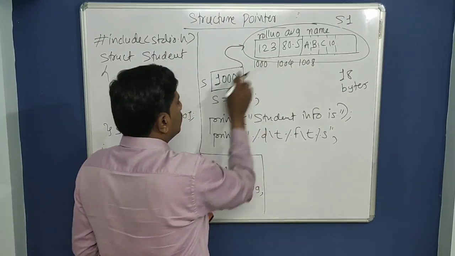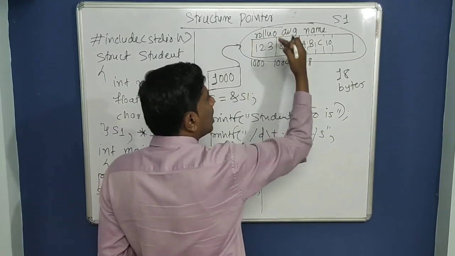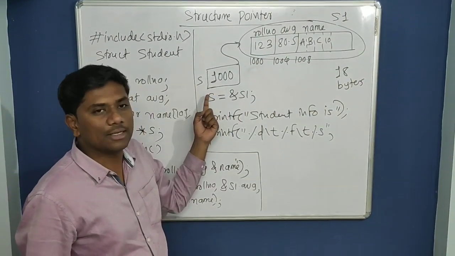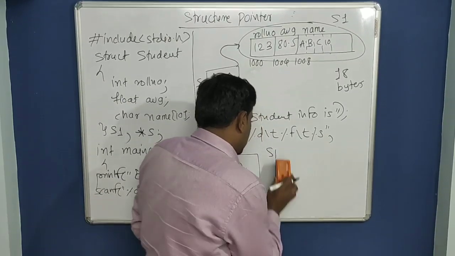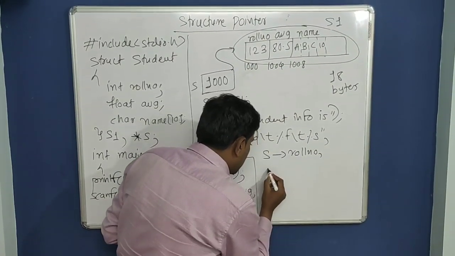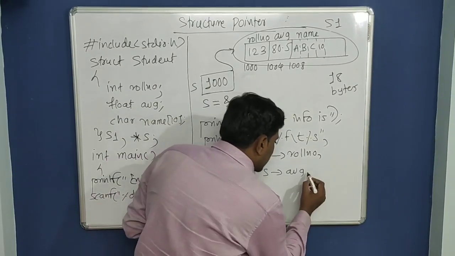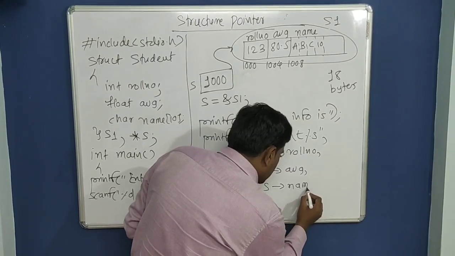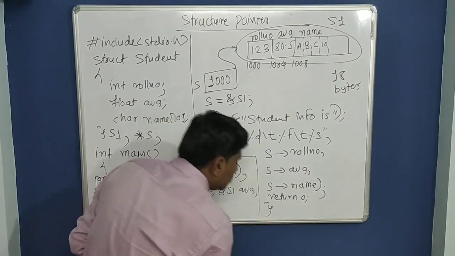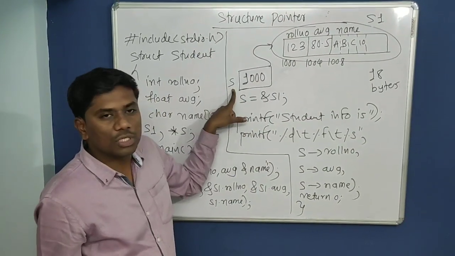Now how to access 123? The address of S1 is already present in S, that means S is pointing to S1, and S1 has three things: roll number, average and then name. That means S has access to all these members because the address of the whole S1 is present in S. So directly you can use this notation: structure pointer, then arrow operator and then structure member name, comma, S arrow average, and then S arrow name, and then return 0. So here we are printing 123, 80.5 and ABC with the help of the structure pointer.